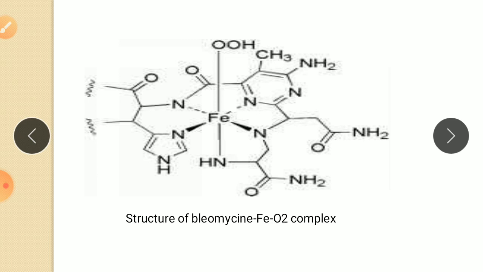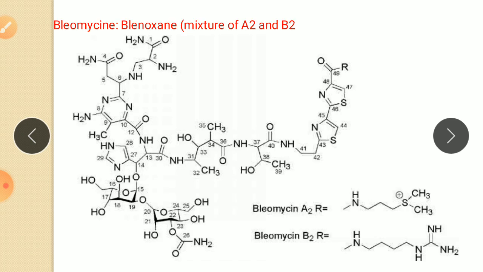If we see the structure, it contains thiazole, or bithiazole. Here there are 2 thiazole groups, and they are responsible for binding with DNA. This bithiazole intercalates between the GC pair, that is, the guanine-cytosine base pair of DNA. So it interacts with the DNA.